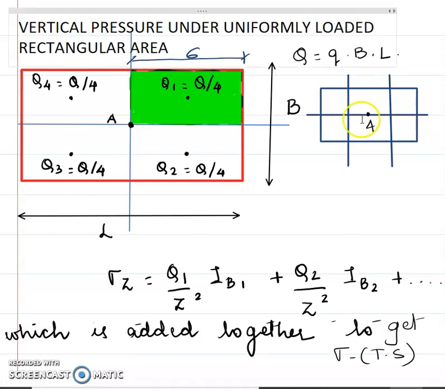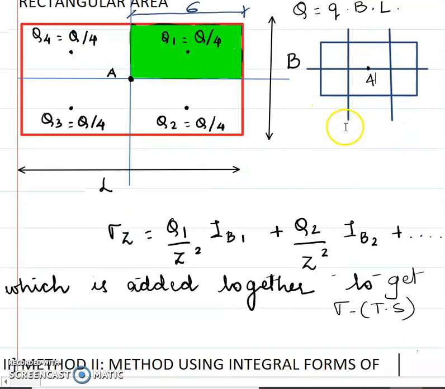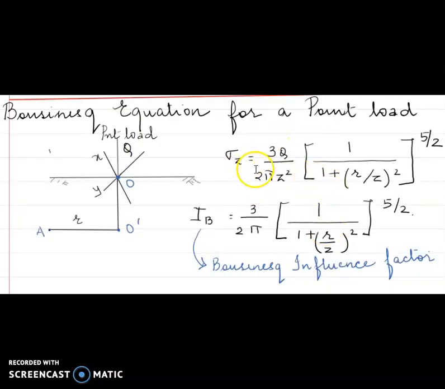Okay, fine. So once you find this effect of each of these areas onto A, then you add it. So sigma z at A will be given by point load divided by z square into IB. What is IB? What is the equation for IB? We have already studied that under point load. It remains same. So you remember this equation for point load? What was the value of IB? 3 upon 2 pi divided by 1 plus r by z whole square to the power 5 by 2. Now what is r? R is the radial distance from point O.